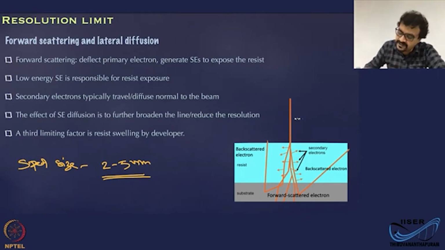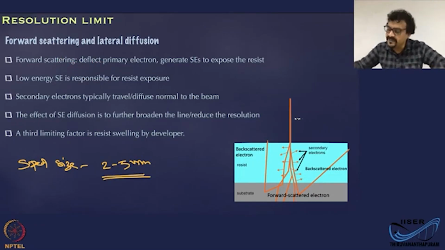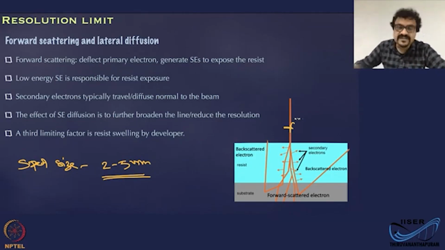Lateral diffusion of the secondary electron and also the forward scattering characteristics. The forward scattering deflects the primary beam. The primary beam is here. Okay, this is the primary beam. The forward scattering deflects this primary beam, and also generates the secondary electrons here, which are shown by these thin small arrows.